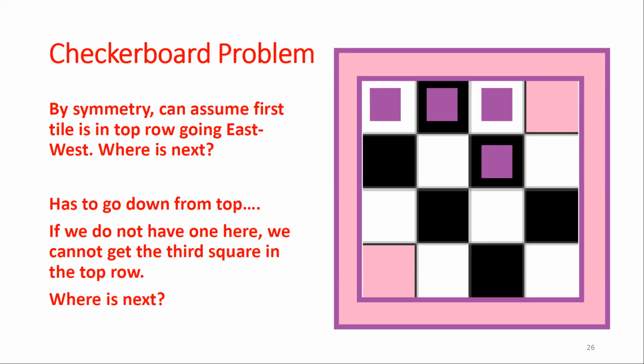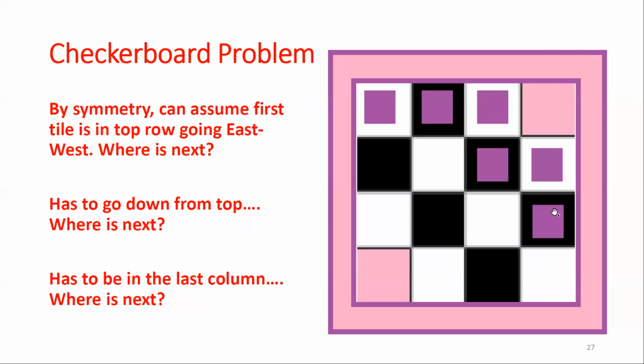Bottom right corner. Why the bottom right corner? No, I take it back. The one to the right of that square. The one over here. We can't get it horizontally. It's got to be done vertically. Now, where's the next one? Where does it have to go?